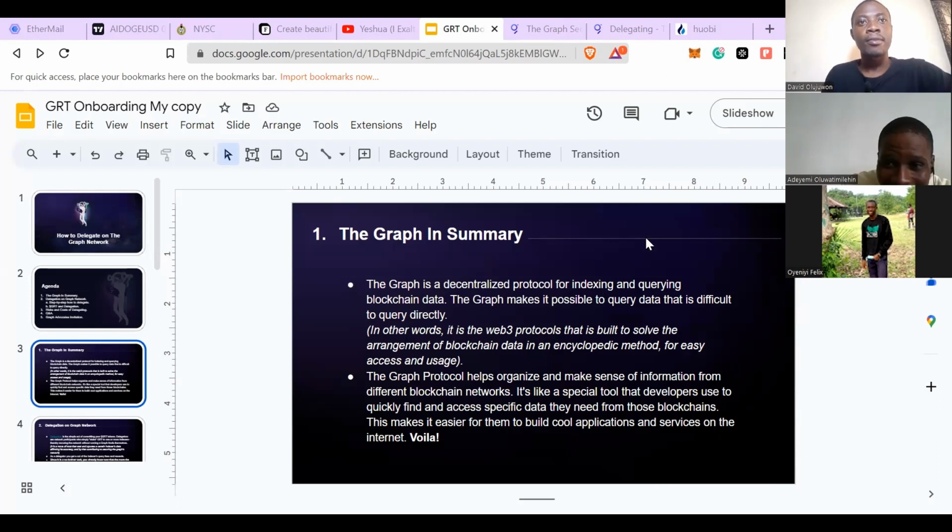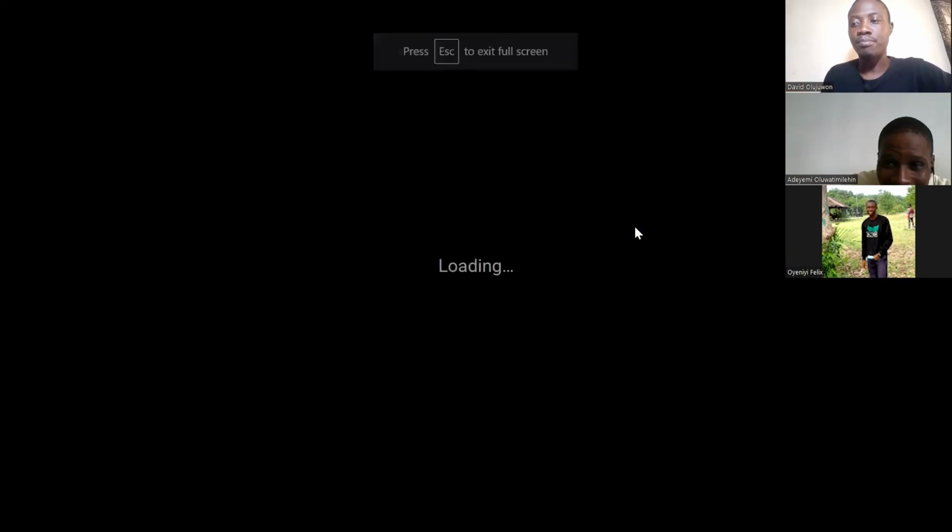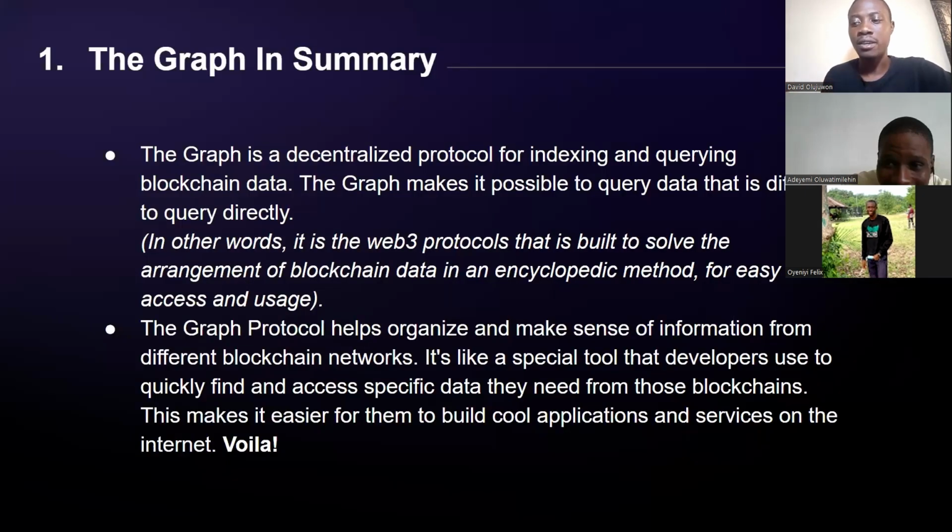Right. So the Graph protocol, like I explained, is a Web3 ecosystem that's out as a decentralized protocol for indexing, number one, and querying blockchain data. Because the fact is, the Graph makes it very possible and easy to arrange, organize, and itemize data. There is a lot of data in the blockchain. Like you have on the screen, the Graph makes it possible to query data that is difficult to query directly.